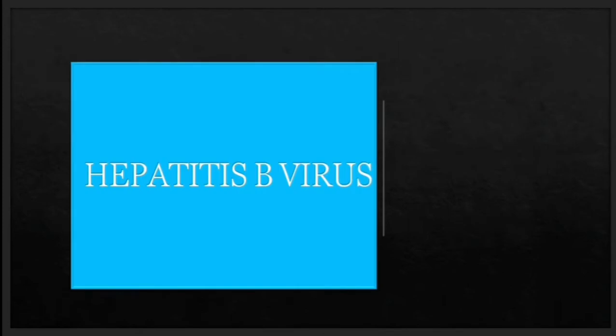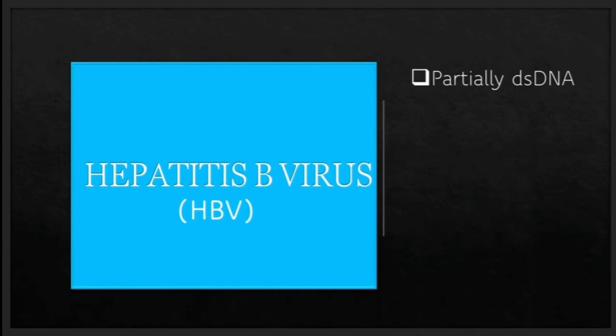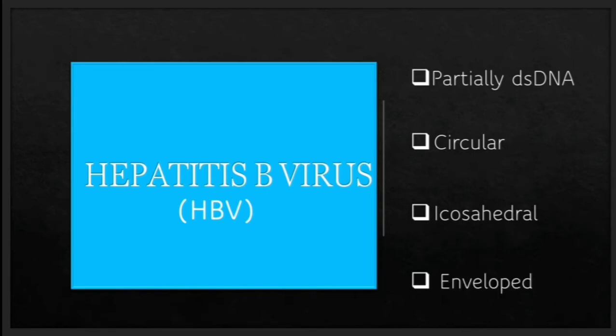Hepatitis B virus, or HBV, is a partially double-stranded DNA virus. It is circular, it has an icosahedral capsid, and it has an envelope.